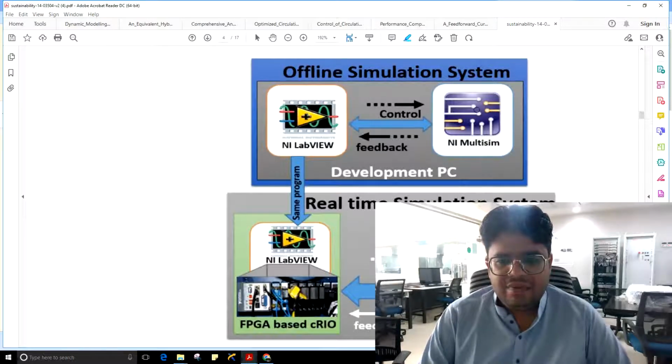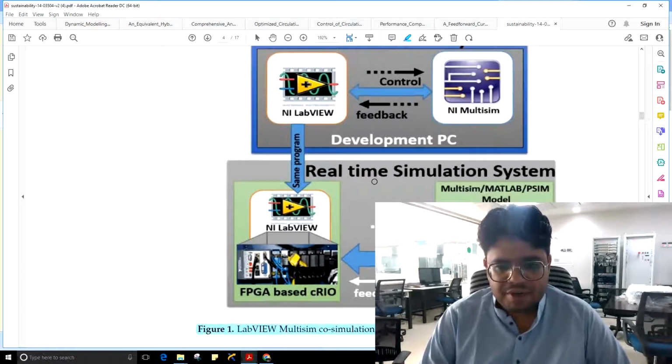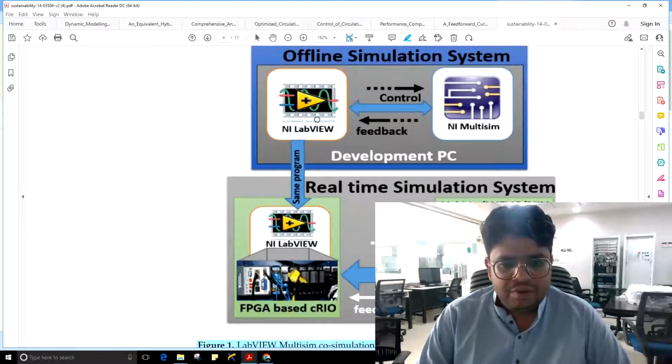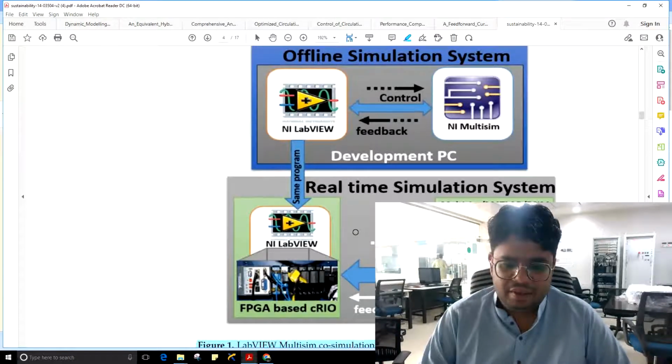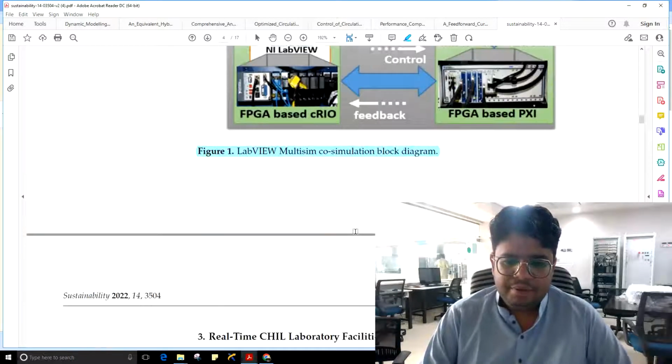Once they get satisfactory results on the computer, I mean offline simulation results, then they can move to real-time simulation results or the hardware-in-the-loop setup. The same LabVIEW code with some minor changes is burned into myRIO or cRIO, and the same Multisim circuit can be loaded into the PXI to get real-time simulation results. So the journey from computer simulation to real-time hardware testing becomes easier with this proposed HIL setup.